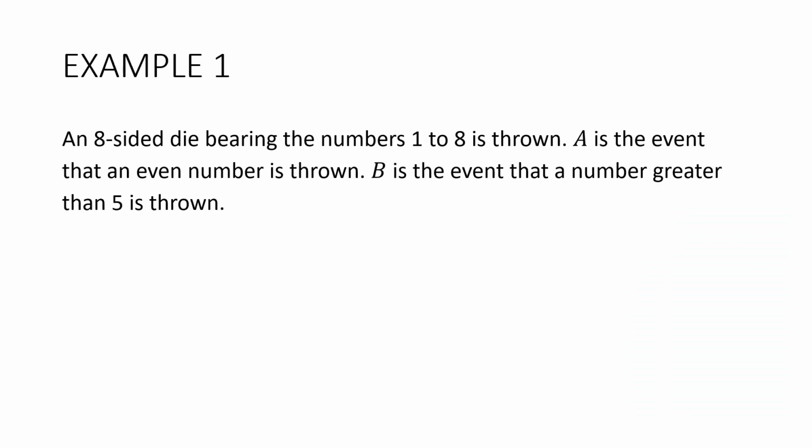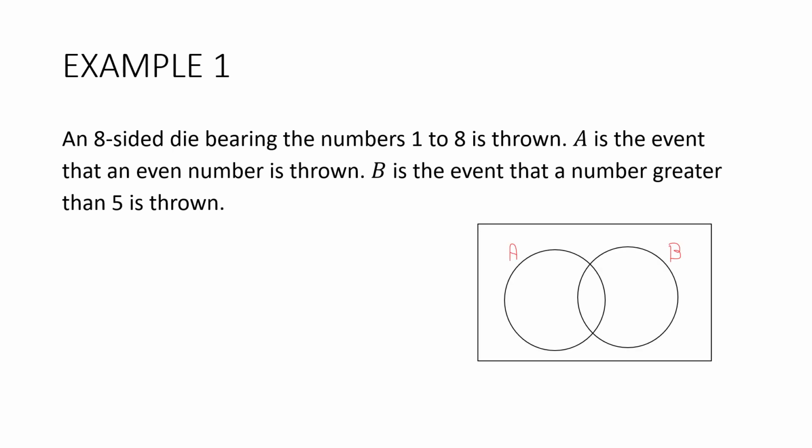Example 1. An 8-sided die bearing the numbers 1 to 8 is thrown. Let A be the event that an even number is thrown. Let B be the event that a number greater than 5 is thrown. So let's start with a Venn diagram. We have overlapping circles because we've got common elements. And those common elements are even numbers greater than 5, so 6 and 8.